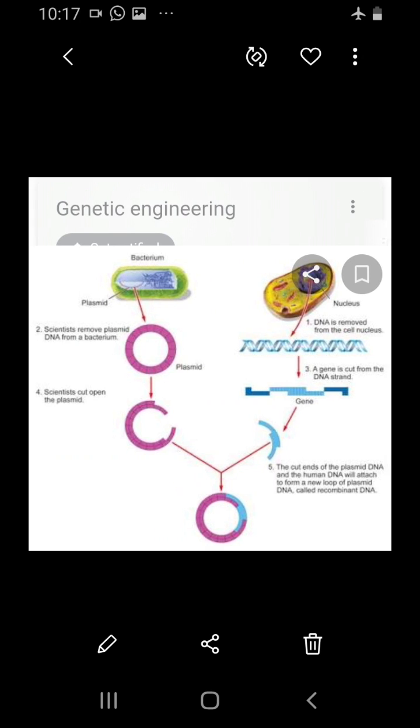So basically, in genetic engineering, the key term is recombination. That is the combination of two different DNAs from two different sources that are joined together. So it is called genetic engineering or recombinant DNA technology.